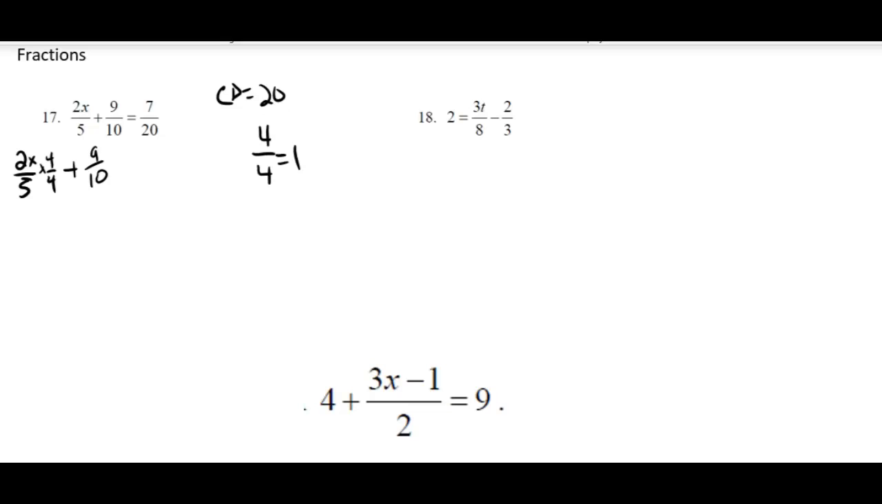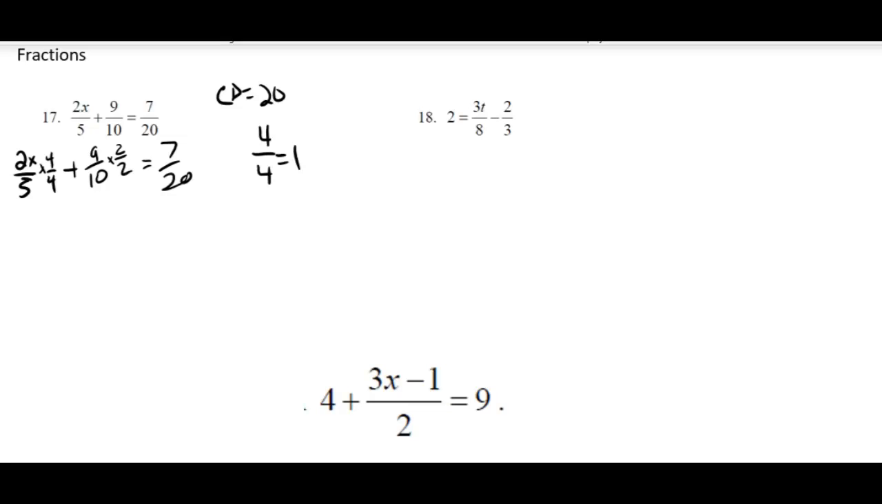Right, my second one here, then I have 9/10. Well, how do I get from 10 to 20? Well, I multiply by 2 over 2. Because again, 2 divided by 2 is 1. And if I multiply across, that'll give me 20. On this last one, I don't actually have to change anything. So that's just going to stay as 7/20.